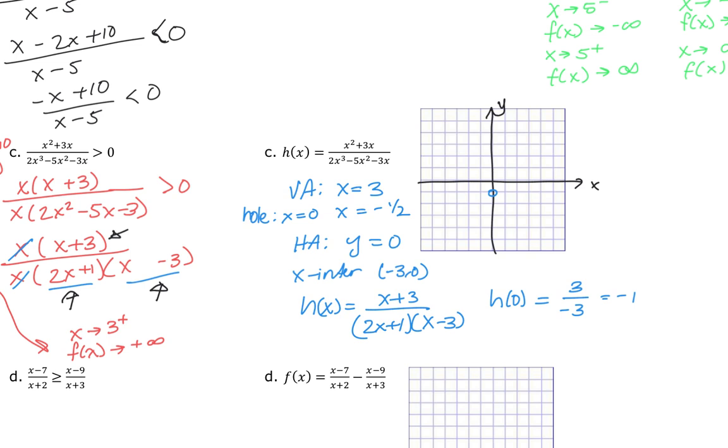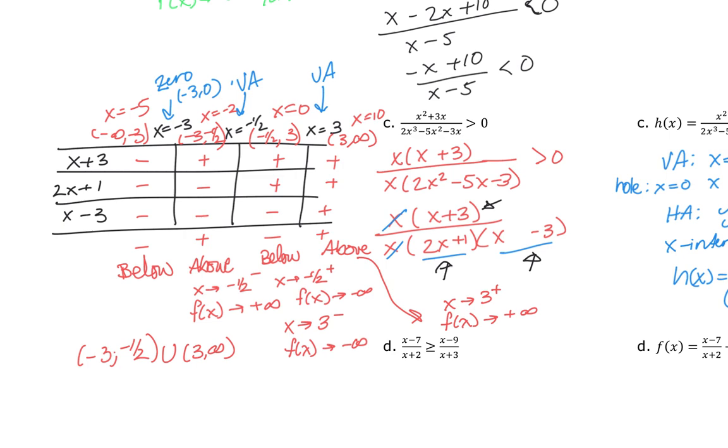My vertical asymptotes were at x equal to negative 1/2 and x is equal to 3. My horizontal asymptote was at y is equal to 0. My x-intercept is at negative 3, 0. So there's my x-intercept.